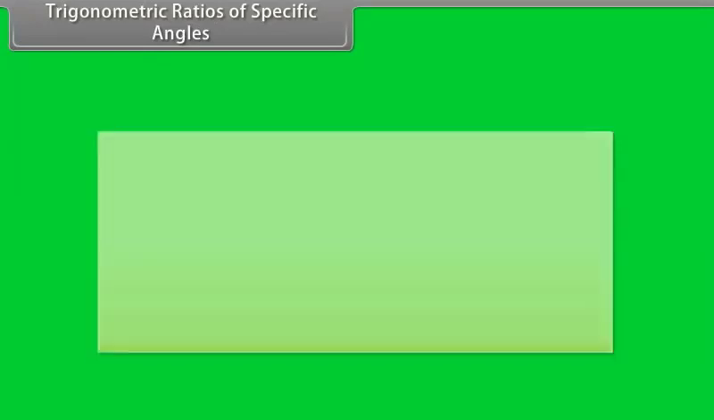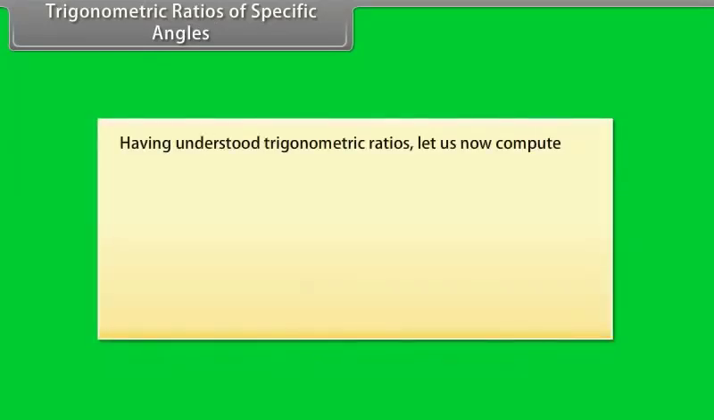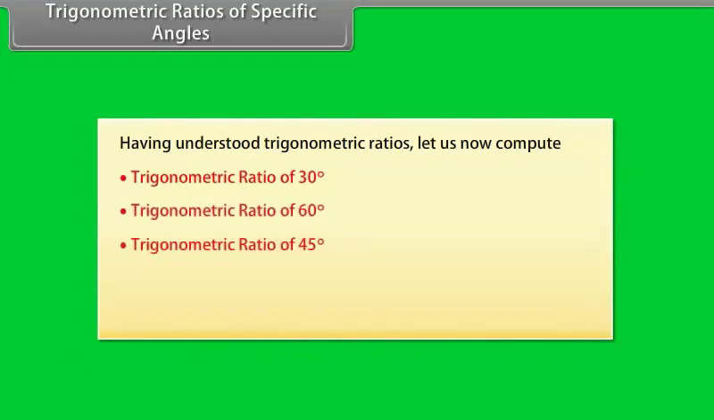Trigonometric ratios of specific angles. Having understood trigonometric ratios, let us now compute the trigonometric ratio of 30 degree, 60 degree, 45 degree, 0 degree, and 90 degree.